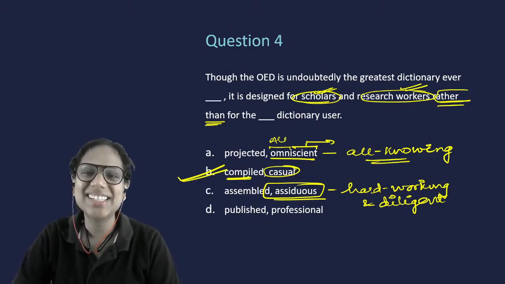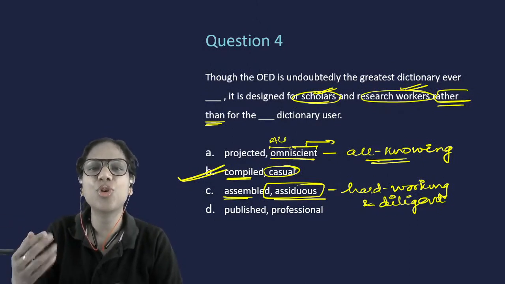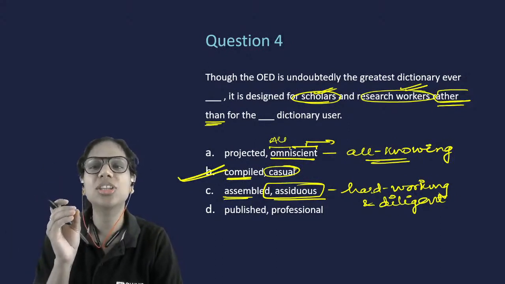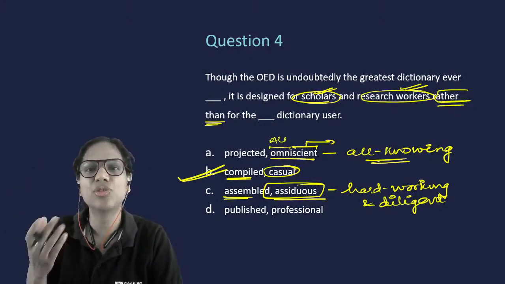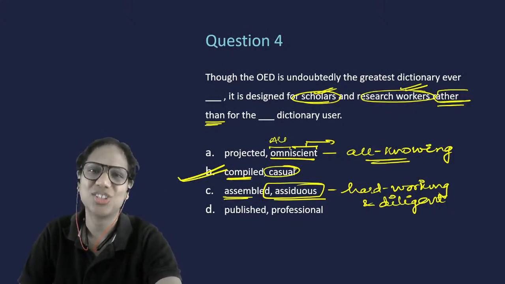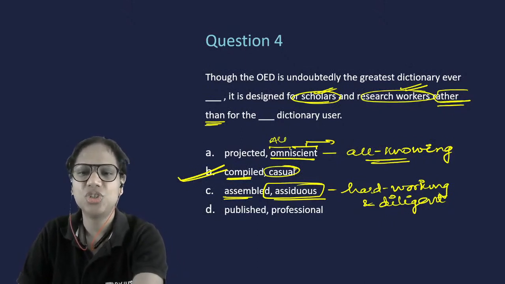Moreover, compiled is a better term for a dictionary rather than assembled. Assembled is used more for electronic parts, let's say, for parts of a machine. Compiled, on the other hand, means that you take written material from various sources and put it in one source, which is the job of a dictionary. Yes, correct, Sonali, Vedant. Your answers for omniscient were correct.